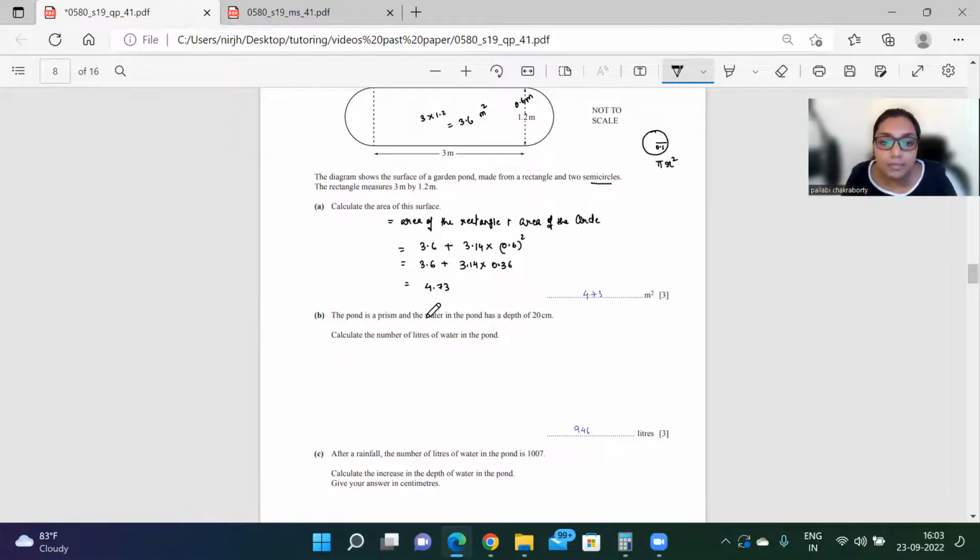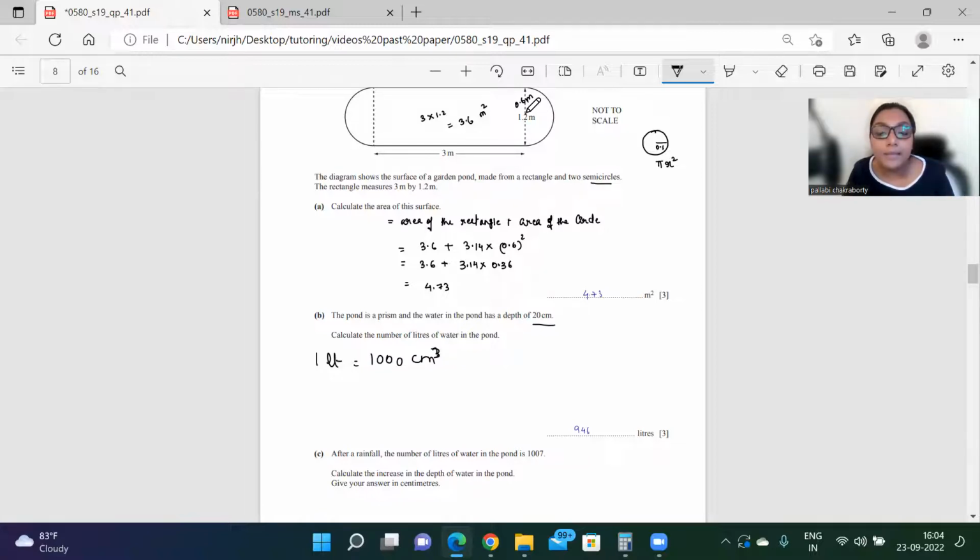Now the pond is a prism and the water in the pond has a depth of 20 centimeters. So this 4.73 is given in meter square. So do not forget, if the depth is 20 centimeters, you need to convert it into meters, or you have to convert the entire thing into centimeters. Let's see what we will do, which will be beneficial for us. So it says calculate the number of liters of the water in the pond. So 1 liter, how do you calculate? It is equal to 1000 centimeter cube. That means, and centimeter cube means we are calculating the volume here, because the area will come in centimeter square.